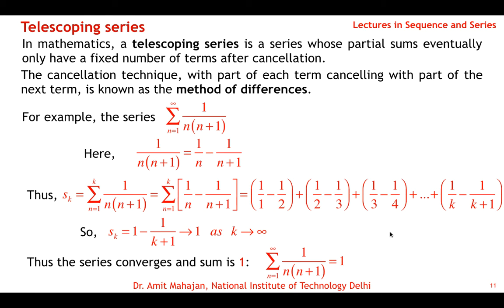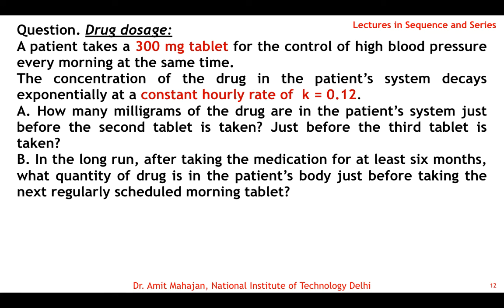So this is a telescoping series. Okay, take one example. This example is based on geometric series. Say a drug dosage problem. Say a patient takes a 300 milligram tablet for the control of high blood pressure every morning at the same time. The concentration of the drug in the patient's system decays exponentially at a constant hourly rate of k equal to 0.12.